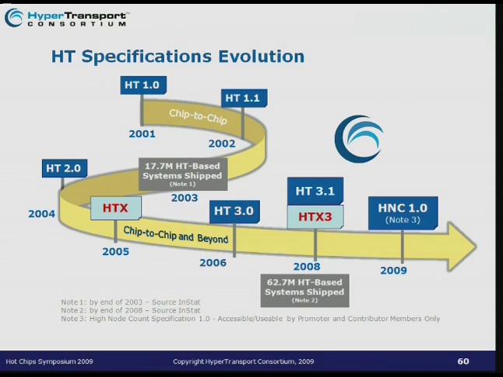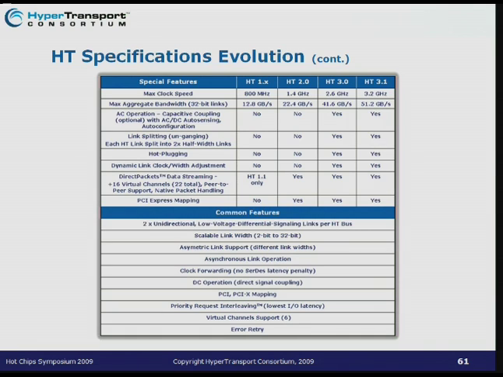This is the roadmap of this technology, how it evolved from HT1.0 to the current HT3.1, and something that's new that I'm going to talk about later, which is high node count, that will solve the problem I mentioned before, which is addressing more devices. Not going to detail, but basically over these multiple generations, maximum clock frequency and bandwidth have increased, and additional features like the ones I mentioned before, AC operation, link splitting, hot plugging, dynamic link width and clock adjustment have been incorporated into HyperTransport technology.